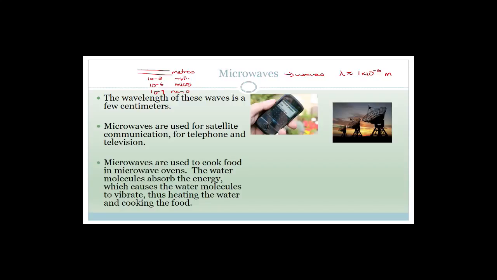So microwaves are used to cook food in microwave ovens. Now what actually happens is the water molecules in the food absorb the energy, okay? Which causes the water molecules to vibrate, that's heating the water and cooking the food. So microwaves themselves don't directly cook the food. What they do is they basically excite the water molecules within the food or around the food. And when it does that, it causes the water molecules to heat up and then that cooks the food. So the microwaves themselves do not cook the food. Okay. So now again, let's talk about microwaves.